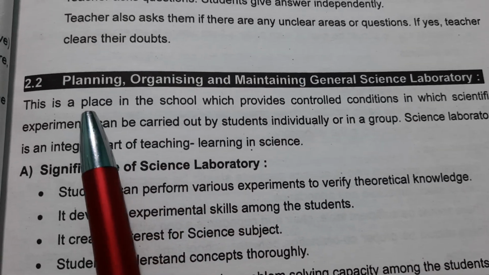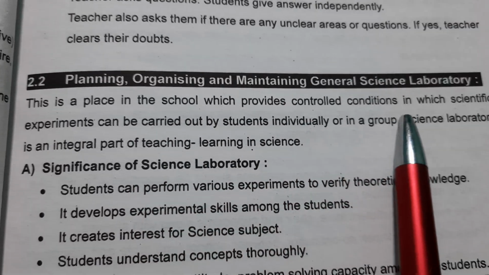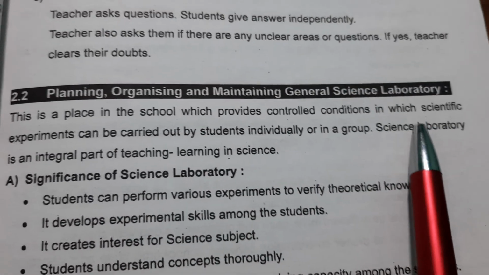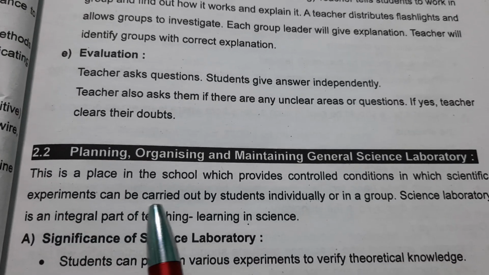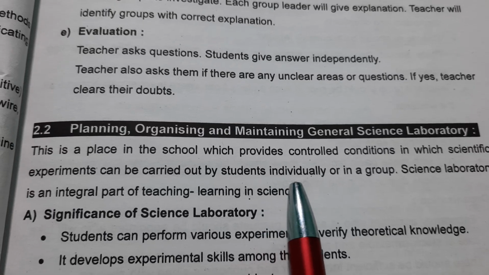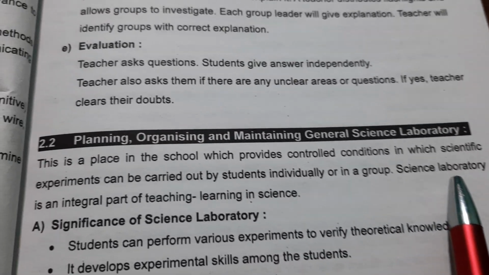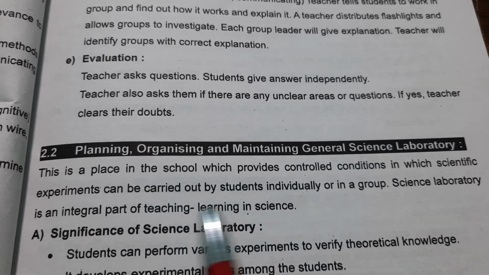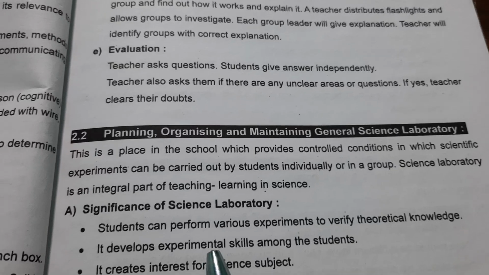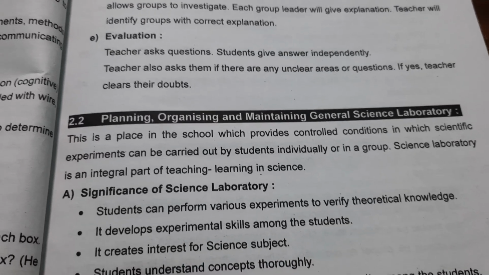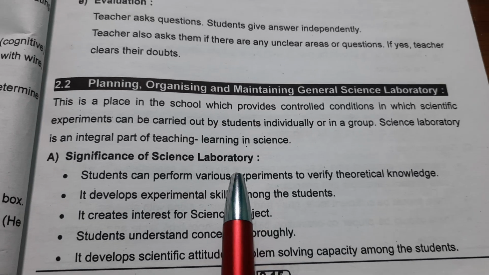So take down this. Science laboratory is a place in school which provides controlled conditions in which scientific experiments can be carried out by students individually or in a group. Science laboratory is an integral part of teaching learning in science. Next, what you'll have is the significance of science laboratory.